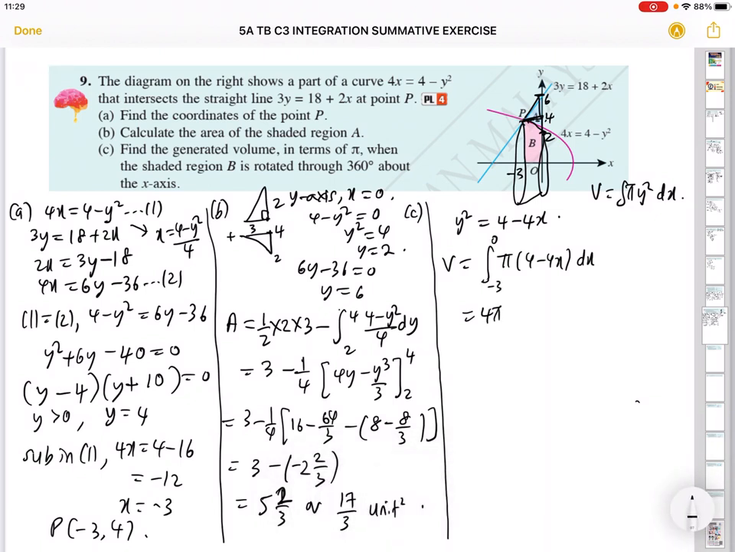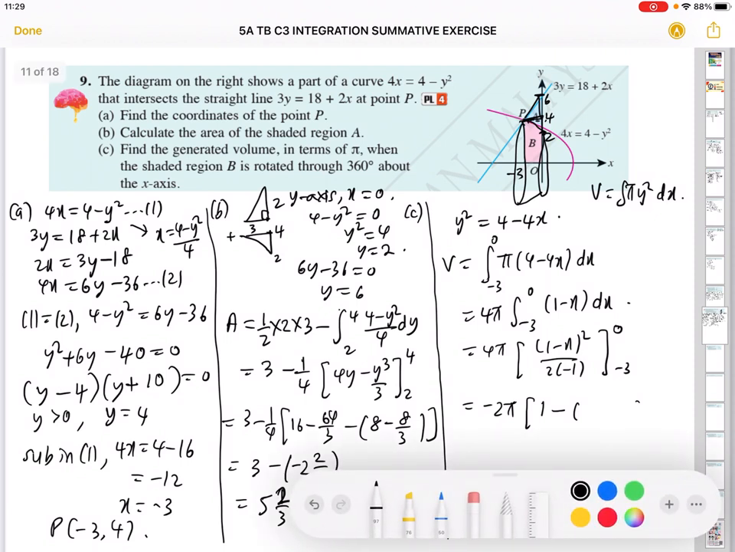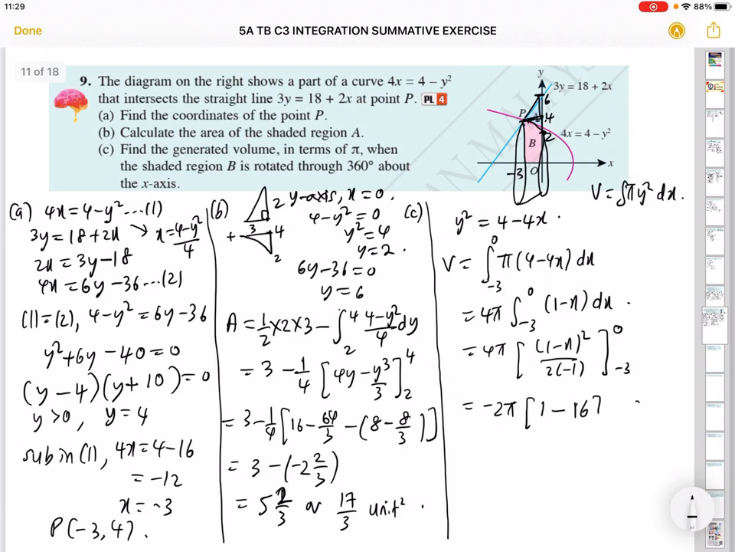Isn't it easier? And when you integrate, this will be 1 minus x squared over 2, negative 1 minus 3, 0, right? And 4 divided by negative 2 is negative 2 pi. Here, put 0 inside, I get 1. Yeah, 1 minus 0 is just 1. 1 squared is 1. Put negative 3 inside. 1 minus 3, 1 plus 3, yeah, is 4. 4 squared is 16. So let us just write 16 here. All right, negative 16. 1 minus 16, negative 15. Negative 15 times negative 2, positive 30 pi unit cube. Yeah, the volume is in cube.